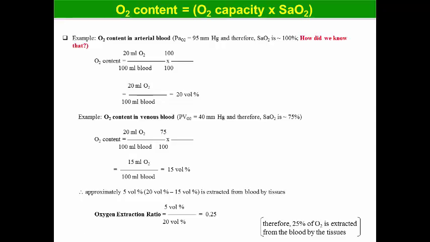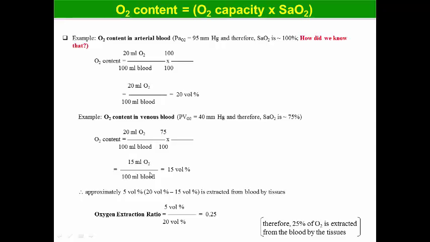In the venous blood, the partial pressure of oxygen is 40 millimeters of mercury. And the oxygen saturation is not 100%. It is 75%, as we will see in the subsequent slides. So now the content is 20 milliliters of oxygen multiplied by 75% divided by 100. So it is 15 milliliters of oxygen in each 100 milliliters of blood.